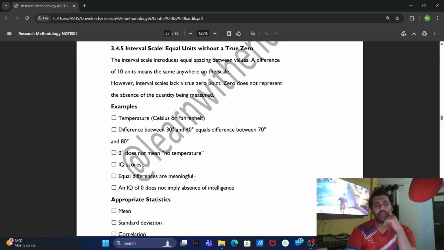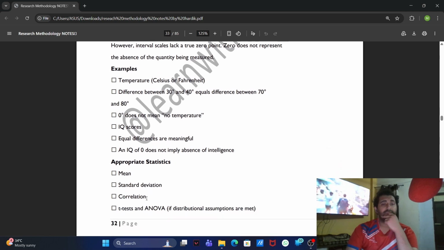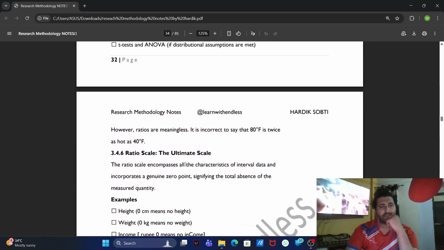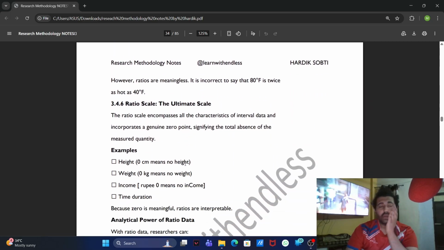IQ scores: equal differences are meaningful, and an IQ of zero does not imply absence of intelligence. Appropriate statistics, for example mean, standard deviation, correlation, t-test, and ANOVA, assuming the distribution is approximately normal. However, ratios are meaningless. It is incorrect to say that 80 degrees Fahrenheit is twice as hot as 40 degrees Fahrenheit.